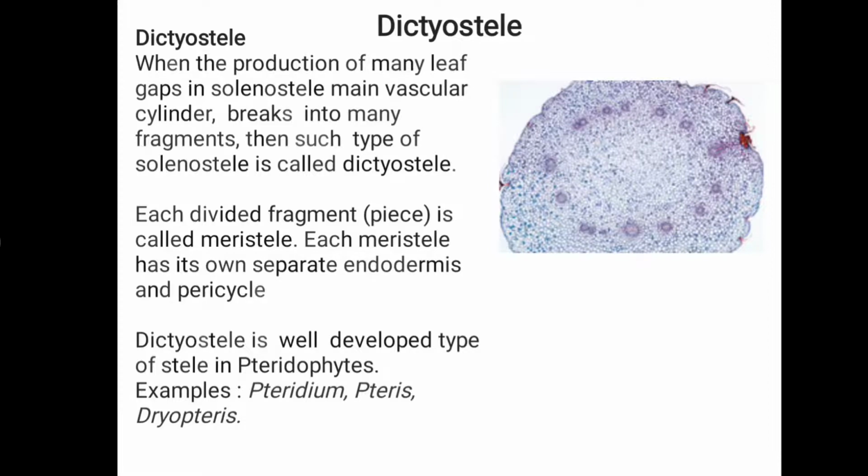The next type is the dictyostele. When many leaf gaps are produced in the solenostele, the main vascular cylinder breaks into many fragments. Such a type of solenostele is called the dictyostele.